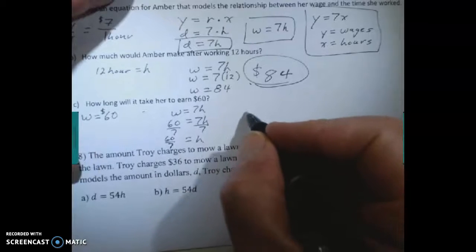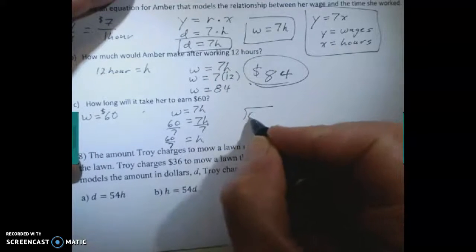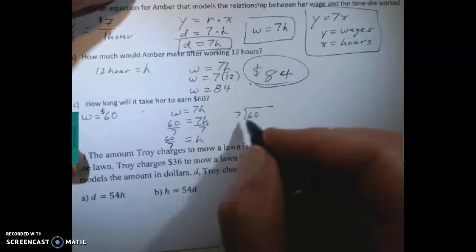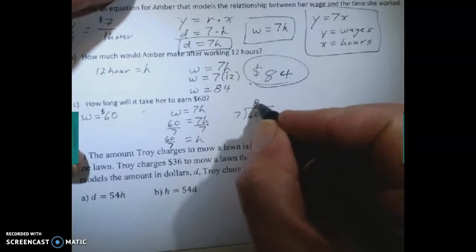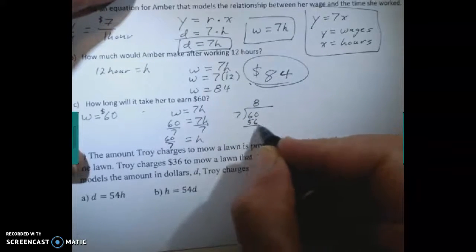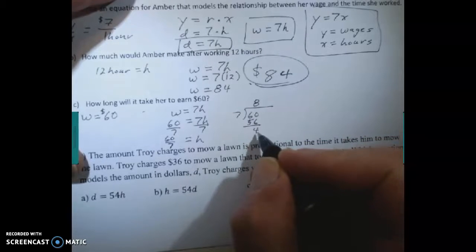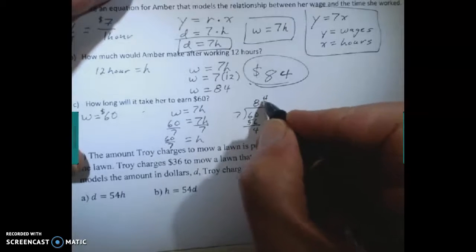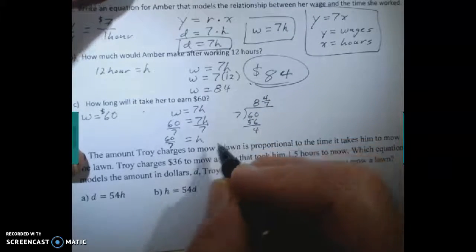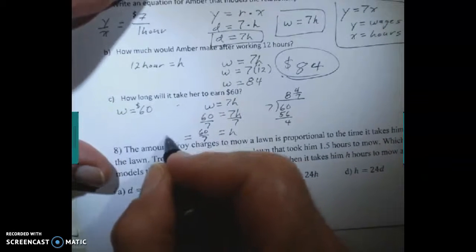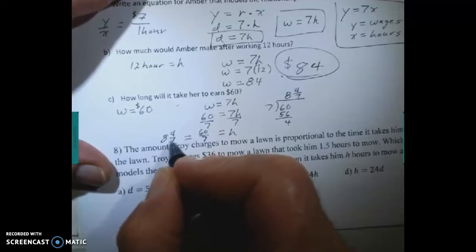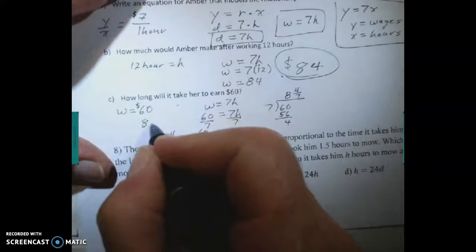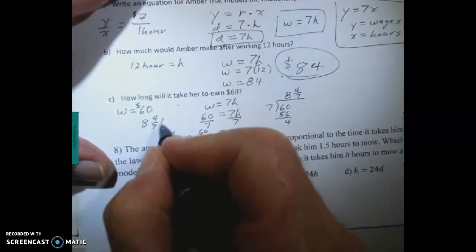Change that into a mixed number. That is going to be 60 divided by 7. 7 times 8 is 56. That's as close as we're going to get. Subtract, you get 4. You can stop right there and put your remainder as a fraction. Put the 4 over what you were dividing by, 8 4/7. That is a wonderful answer right there. 8 4/7 hours. Okay? Or you could change it to a decimal.